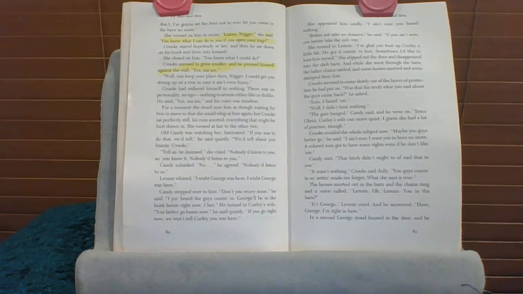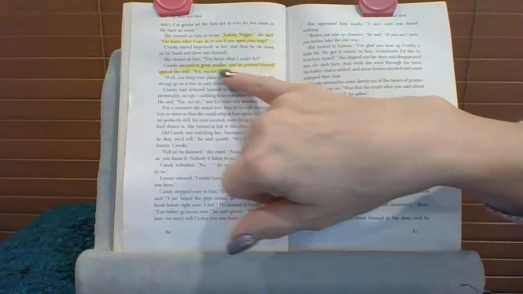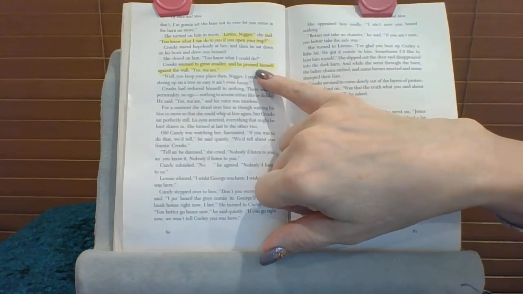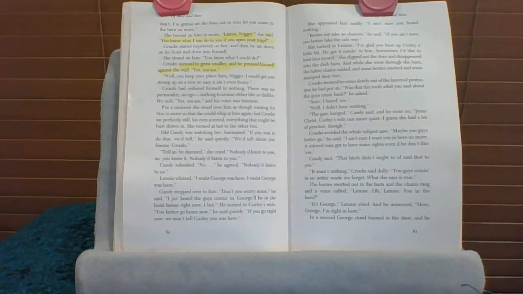Curly's wife is showing her dominance in this situation. Even though she is a woman among men, because she is white, she is able to dominate Crooks. Therefore, instead of defending himself, he responds by seeming to grow smaller. I'm up here. "And he pressed himself against the wall." "Yes, ma'am." And his voice was toneless. Crooks is a black man in a racist society. His physical disability mirrors his social disability.